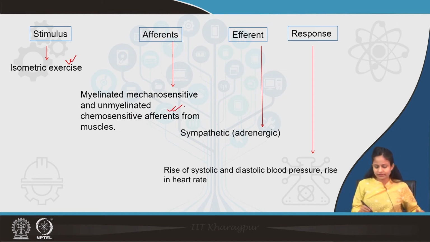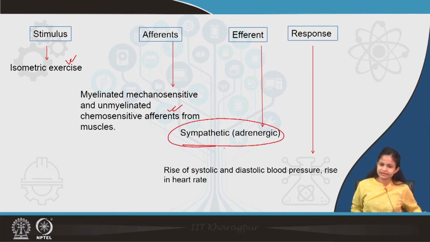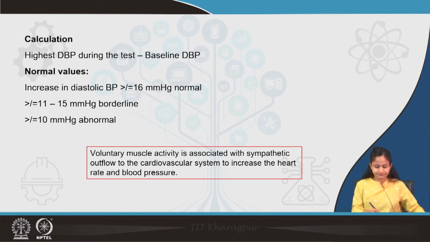The efferent over here is the adrenergic system, the sympathetic domain, the sympathetic fibers. The Valsalva maneuver takes into account both the sympathetic as well as the parasympathetic domain, but the hand grip test usually takes the sympathetic domain, because isometric exercise is usually associated with sympathetic outflow. And the response over here is a rise in the diastolic blood pressure with an increase in the heart rate.